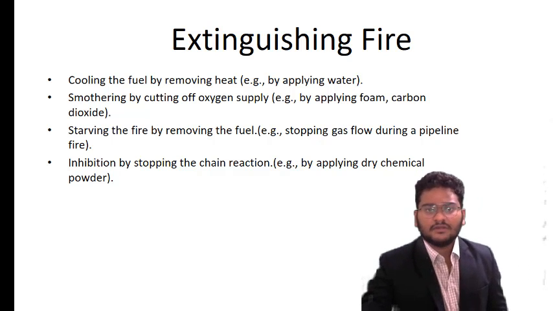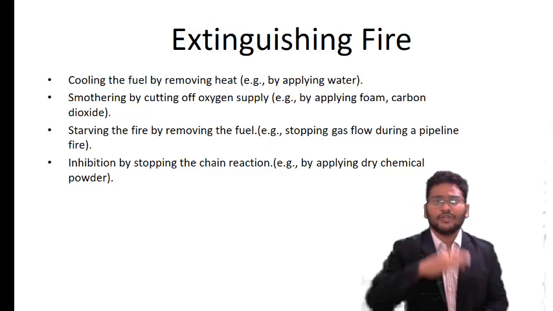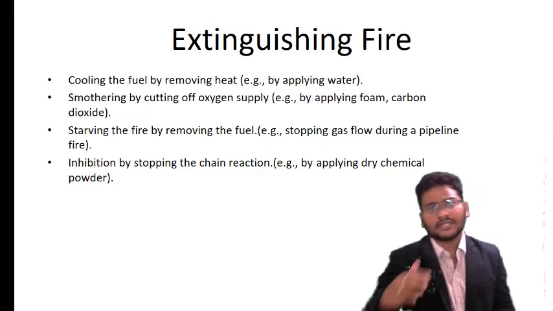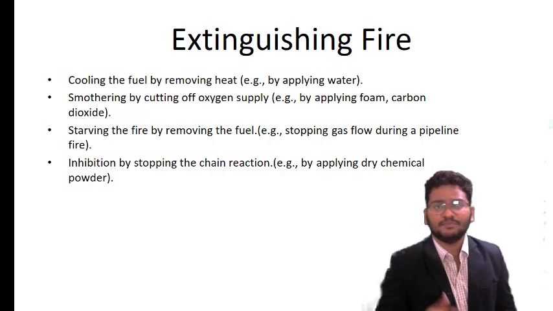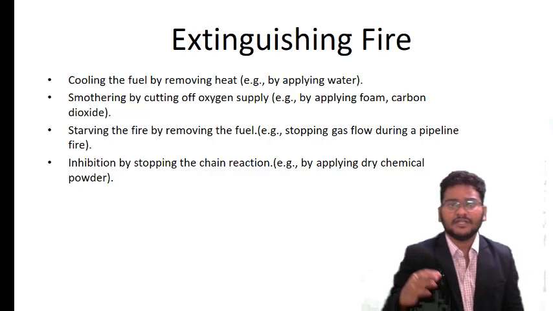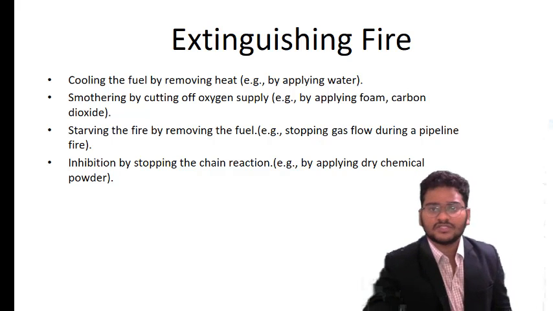Next one is inhibition. Inhibition is about the chain reaction that goes on whenever chemical reactions are happening. Whenever you stop that reaction, you break the chain. Automatically, inhibition happens, and that leads to the extinguishing of fire. So these are the things.